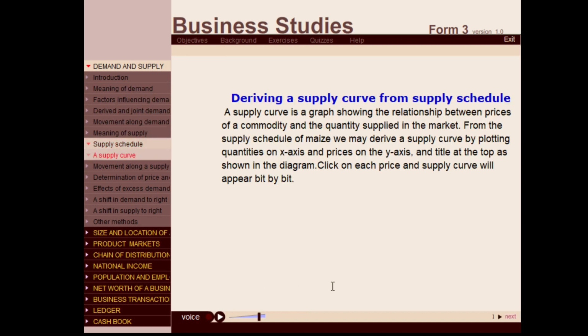Deriving a supply curve from a supply schedule. A supply curve is a graph showing the relationship between prices of a commodity and the quantity supplied. From the supply schedule of maize, we may derive a supply curve by plotting quantities on the x-axis and prices on the y-axis, and the title at the top. Click on each price and the supply curve will appear bit by bit.